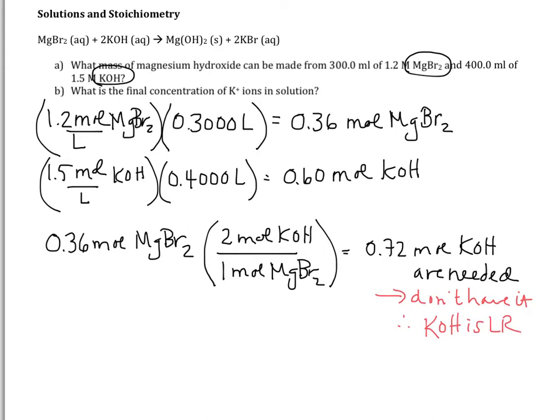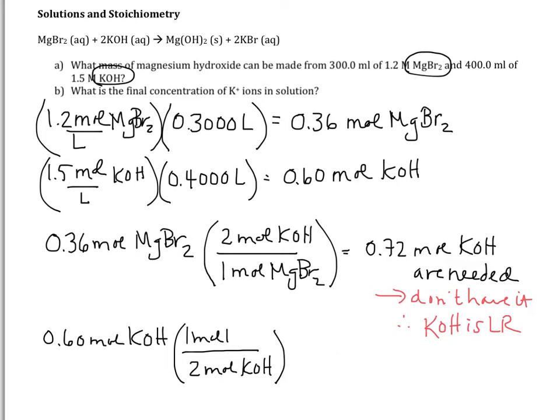What we still need to figure out, though, is what mass of magnesium hydroxide. So magnesium hydroxide is one of our products. And so as in other limiting reagent problems, we start with the moles of limiting reagent, which again is our KOH, 0.60 moles of KOH. And now we relate the moles of KOH to the moles of our product that we're interested in. So we can see from the balanced chemical equation that every time 2 moles of KOH react, we get 1 mole of magnesium hydroxide.